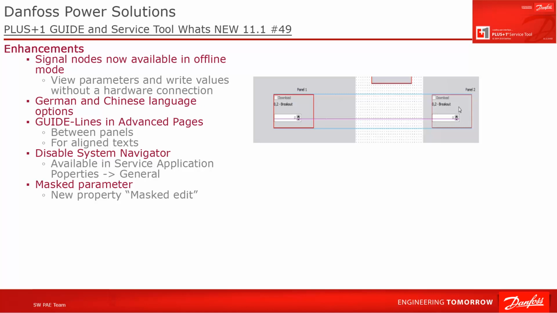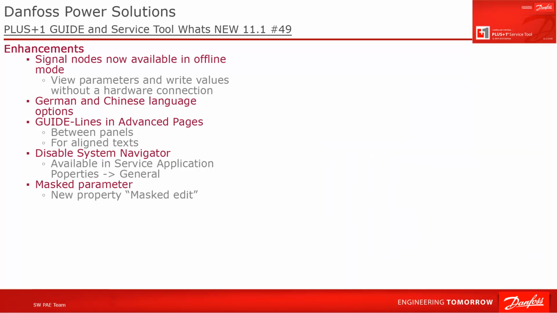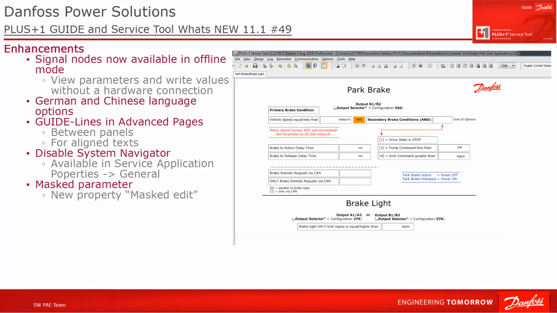The guideline feature has been extended so that you can align your components with others inside, outside, or an additional panel, which makes the alignment of components on a page when using panels much easier. Also for aligned text in components, these guideline settings can be enabled and disabled in the advanced design page settings menu. Then we have the enhancement disable system navigator.